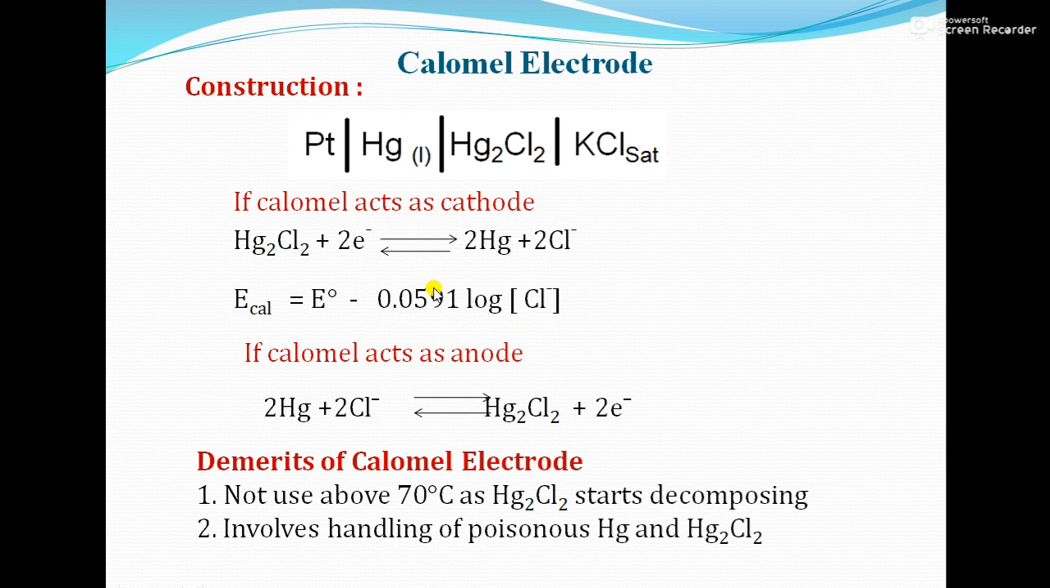So there are some demerits of the calomel electrode. First, we cannot use the calomel electrode above 70 degrees Celsius as Hg2Cl2 starts decomposing. And second, it involves handling of poisonous Hg and Hg2Cl2. So those are the disadvantages or demerits of the calomel electrode.